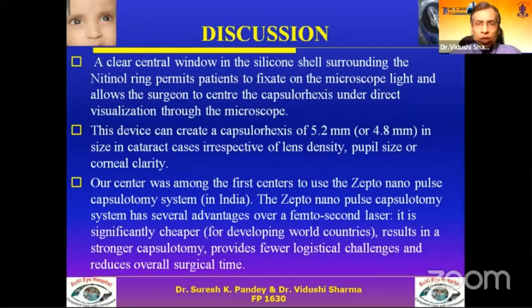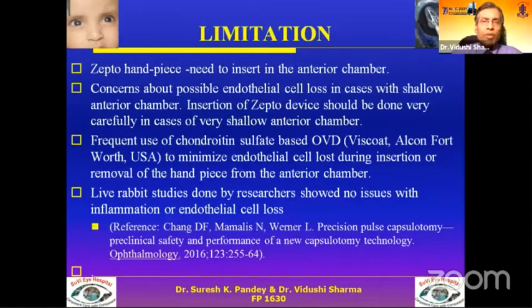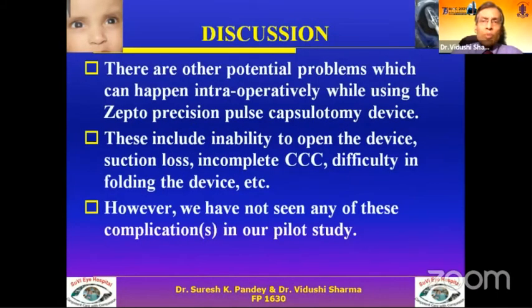This device can create a capsular access of 5.2 millimeter in size, and our center was the first in India to use Zepto nanopulse technology in pediatric cases, and we have used it in adult cases as well. The limitation is that you have to insert it into the anterior chamber, and there is concern about endothelial cell loss, but a recent study has shown there was no endothelial cell loss. There are other potential problems with this device, such as incomplete access and suction loss, but we have not seen any such complications in our study.